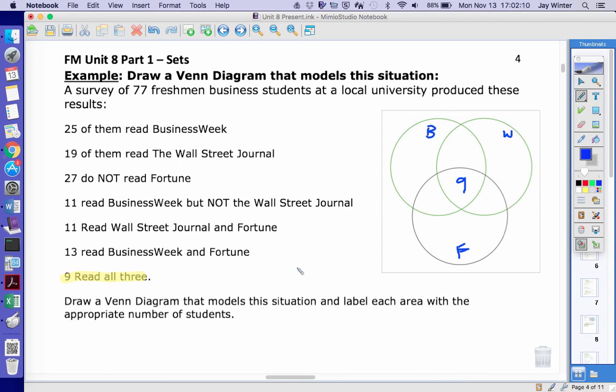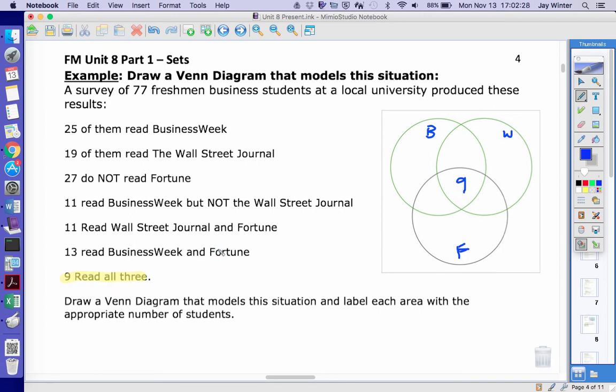And now I can start working backwards, kind of like I did with the DVD problem, and see if I can fill in some appropriate symbols here. So 13 of them read Business Week and Fortune. Well, 9 of them read Business Week and Fortune, plus the Wall Street Journal.